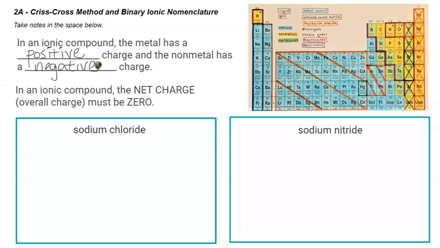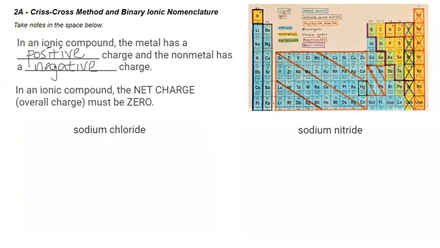So we have the positive metal and the negative nonmetal. And in an ionic compound, the net charge, meaning the overall charge of the compound, has to be 0. And I'm going to show you what that means by drawing some pictures. So to draw a picture of sodium chloride, we need to know the charge of both sodium and chlorine.